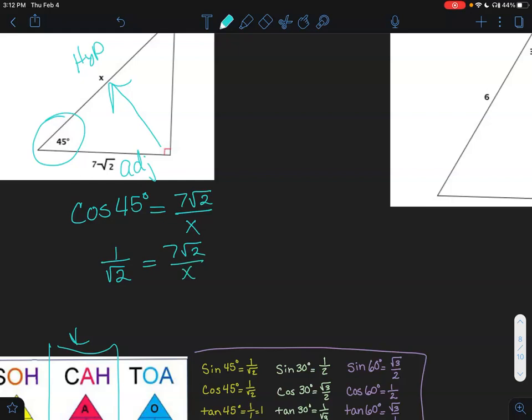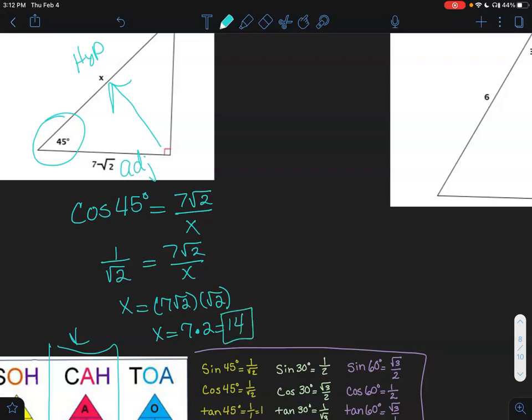Again, cross multiply, and we find that x is going to equal 7 square root 2 times the square root of 2. And 7 times 1 is 7. Square root of 2 times the square root of 2 is 2. So x would equal 7 times 2, which is 14. And there is your answer.